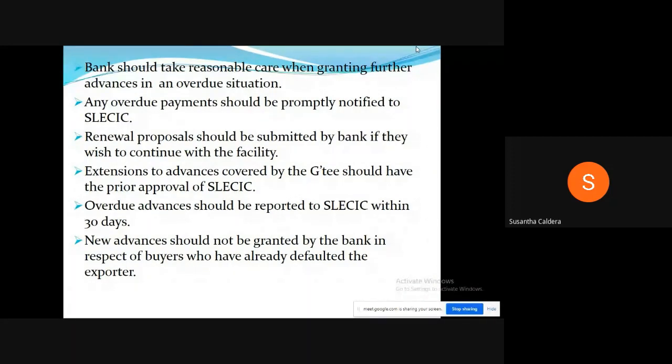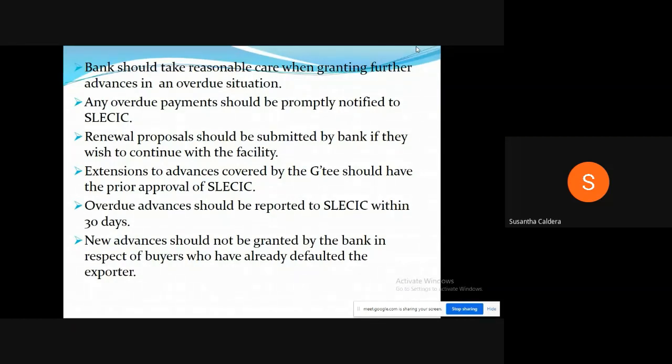Right? Renewal proposals should be submitted by banks if they wish to continue with the facility. Right? Extension to advances covered by the guarantee should have the prior approval of SLESIC. Extensions to advances. අපි තව මොනවාද advances අපි cover කරනවා නම් අපි දීලා තියෙන loans වලට due date එක වෙනස් කරනවා නම් then if we have granted the loan against a SLESIC guarantee, we have to get the approval of SLESIC on terms.